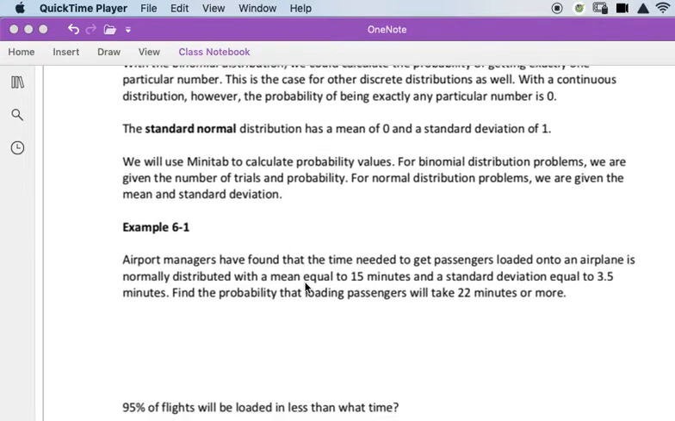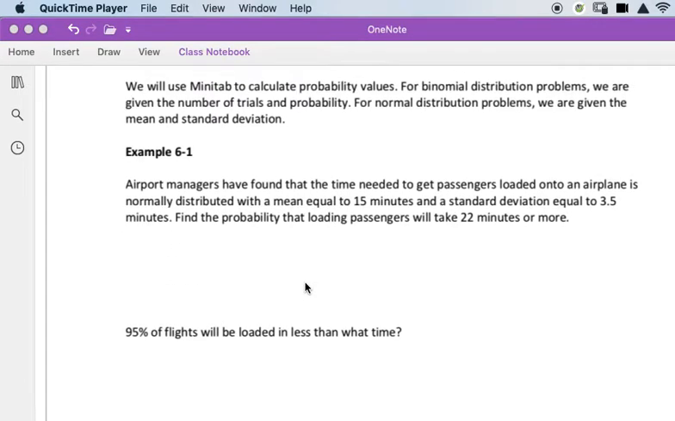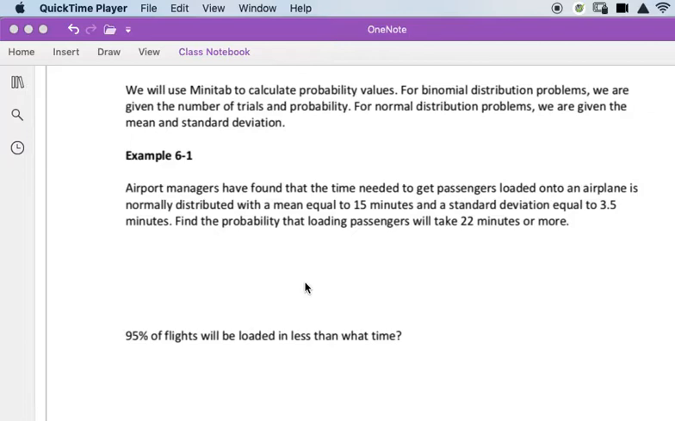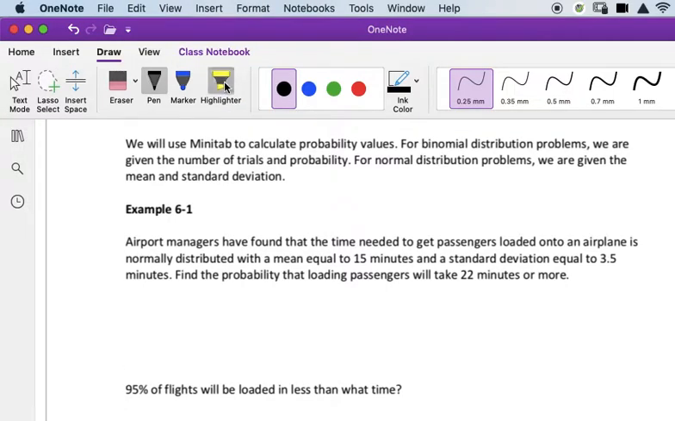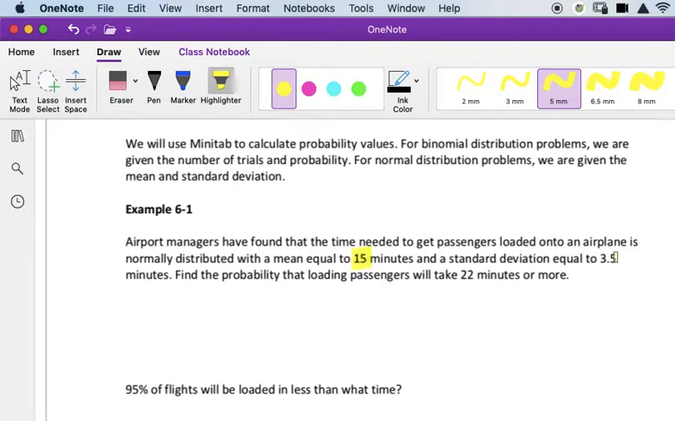So let's look at example 6.1. Airport managers have found that the time needed to get passengers loaded onto an airplane is normally distributed, with a mean equal to 15 minutes and a standard deviation equal to 3.5 minutes. So as you see, they're giving us the mean of 15 and the standard deviation of 3.5. And the first question is asking us to find the probability that loading passengers will take 22 minutes or more.